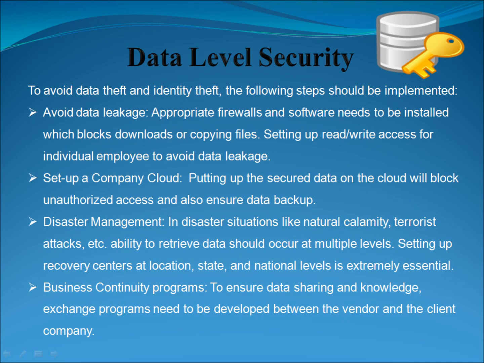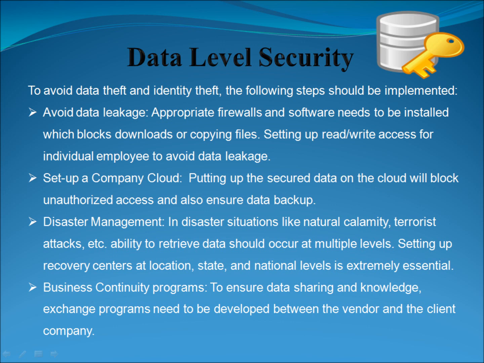Now, the next security is the data level security. In most cases, data theft happens either by hacking from remote places or information stealing by the employees. Strict adherence to the information security policies and procedures would help OneSource prevent such data security issues. Now, the following steps need to be implemented. First is to avoid data leakage. Appropriate firewalls and software need to be installed which block downloading or copying files. Setting up read-write access for each individual employee is necessary in order to avoid data leakage.